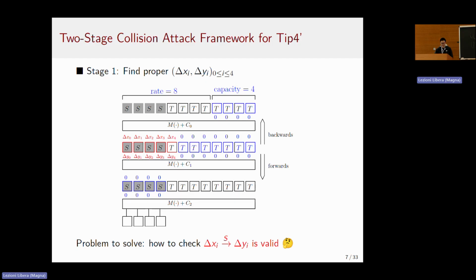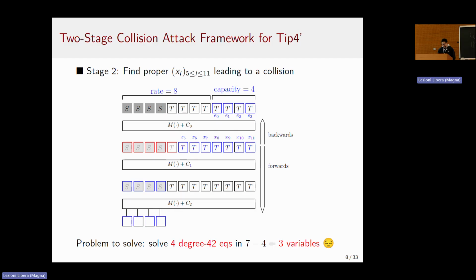random input-output difference is valid for this S box. And after stage 1, we will fix all the input pairs of the first four S boxes at the second round. Then we are left with 7 inputs to the remaining 7 S boxes, and we set them as unknown variables, x5 to x11.